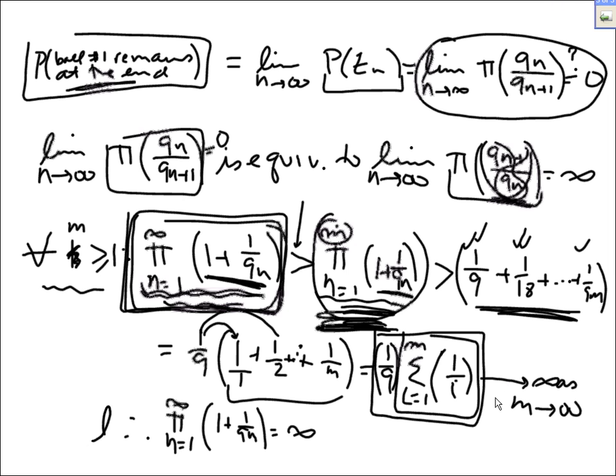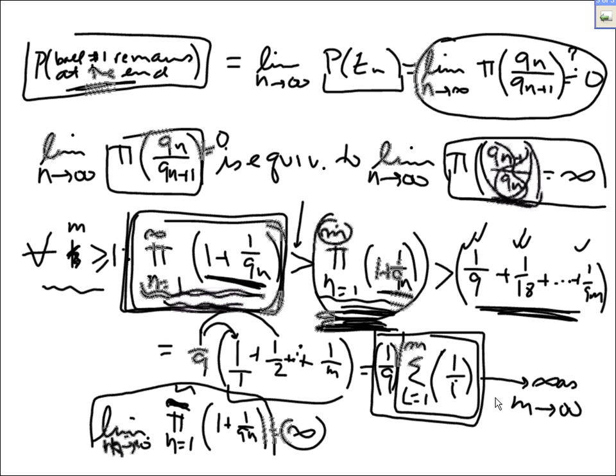Or I could have said the limit as m goes to infinity of the product up to m. This limit is infinity. But that's what I wanted to show. If this limit was infinity, then this limit was 0. But that's what I wanted to show. Okay, it's a long proof, but it is now proved.